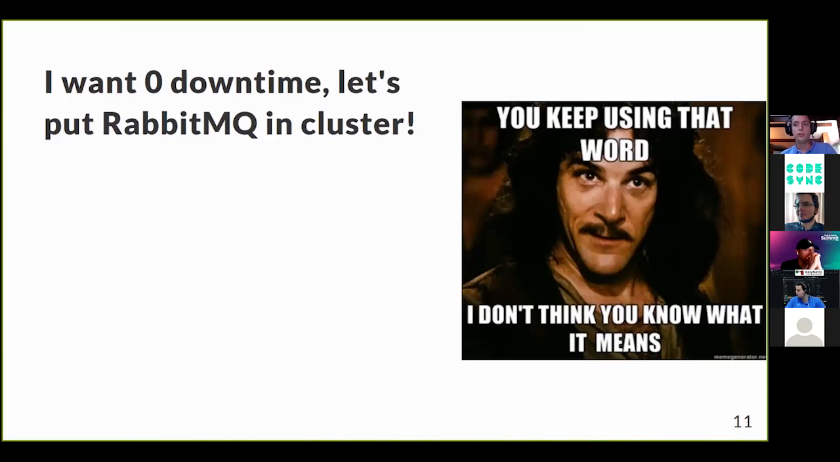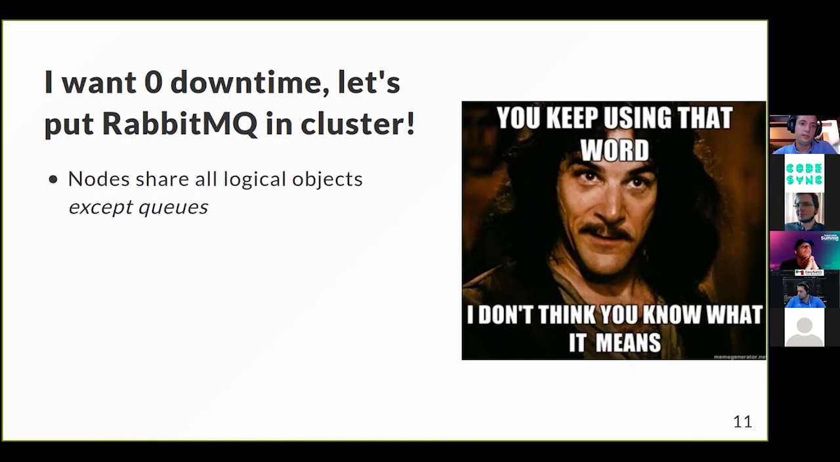The second issue we encountered was that when we talk about clusters in RabbitMQ, many people who don't know RabbitMQ well tend to think that they are like database clusters or other kinds of clusters. And when you are talking about clusters in RabbitMQ, it's not really what you think it is. As some of you may know, RabbitMQ nodes in a cluster share all logical objects, but the important thing to say is that they don't share queues. Only one node at a time owns a queue.